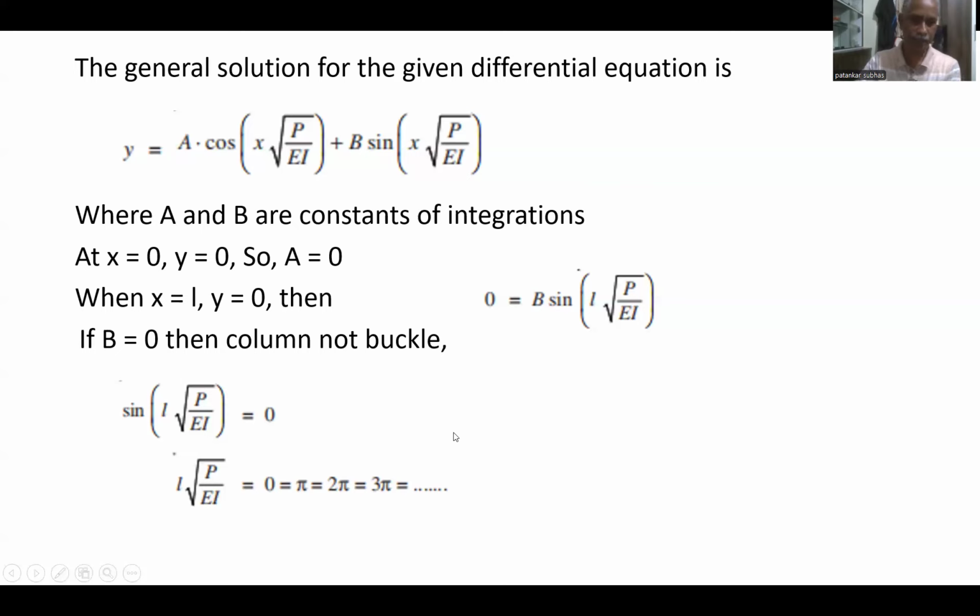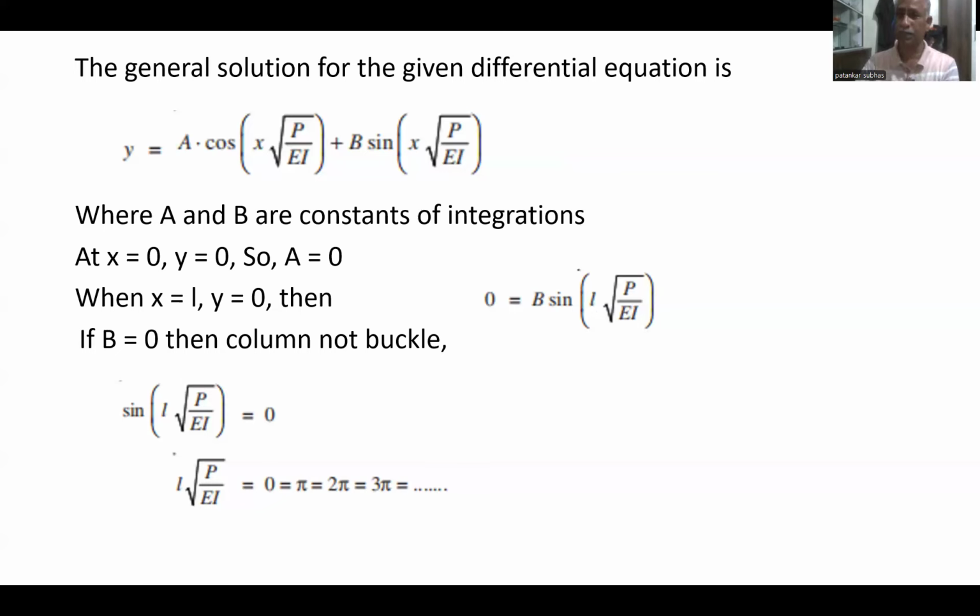In that case, 0 is equal to B sin L multiplied by under root of P by EI, as x is equal to L. Therefore, can we say either B is equal to 0 or sin L under root of P by EI is equal to 0. But when we consider B equal to 0, what happens? A is 0, already A is 0, B is 0, then y is equal to 0. That means we can say that the column never buckles.